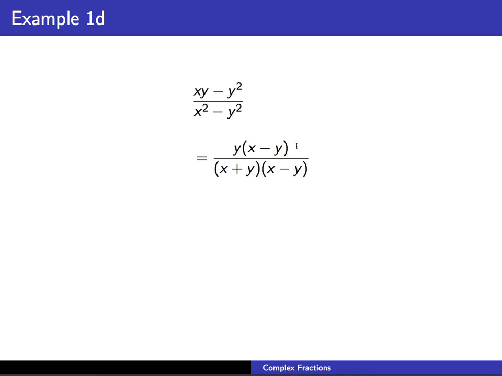So we have an x minus y as a factor in the numerator. We have an x minus y as a factor in the denominator. They're going to divide out to 1. And our final answer is just y over x plus y.